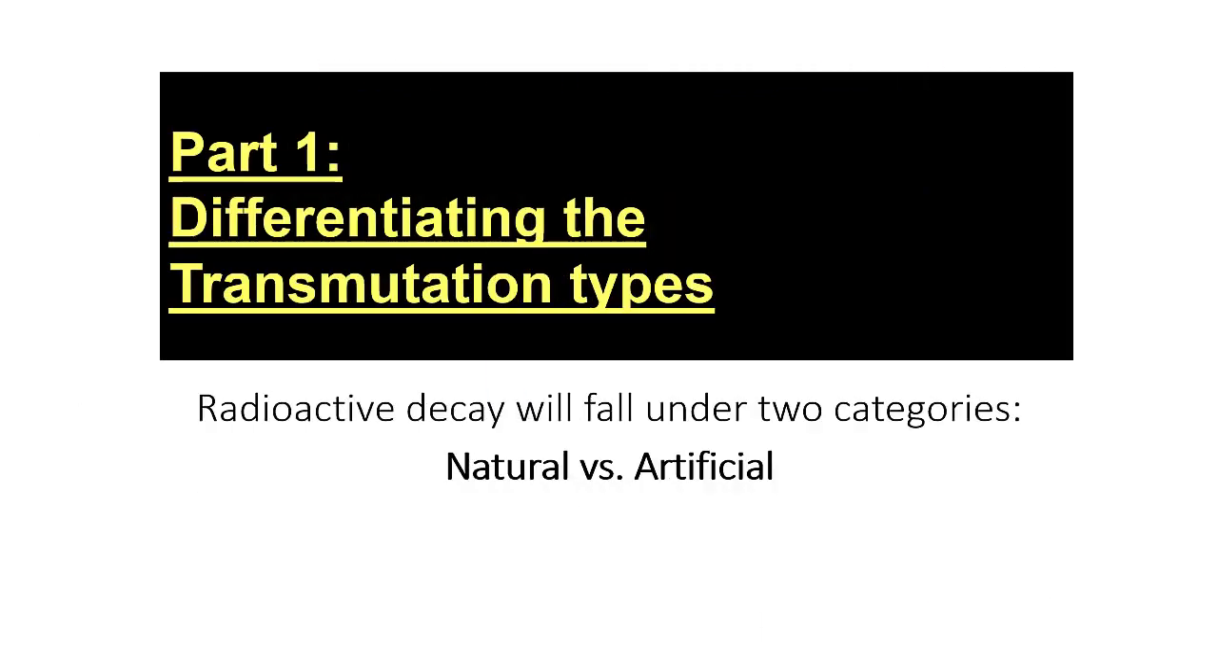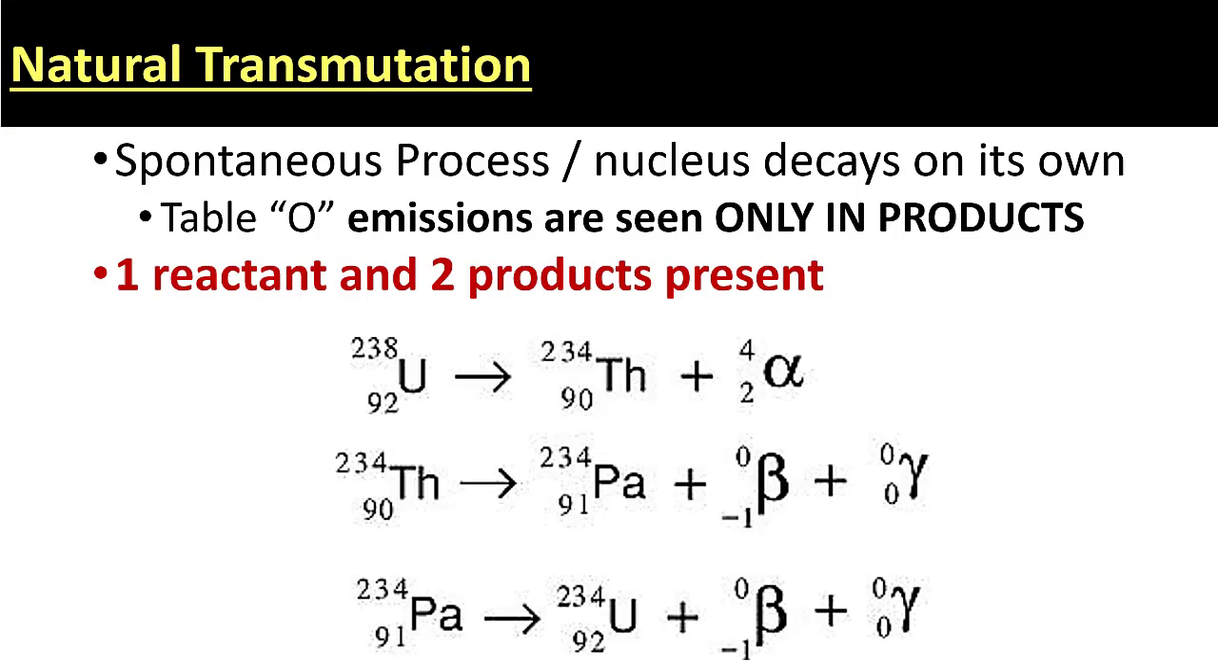The first part of this video is going to delve into the differences between the different transmutation types. Radioactive decay will fall under two categories. That is what we call natural transmutation, which we did allude to in our first video, and artificial transmutation. Let's get into natural transmutation first.